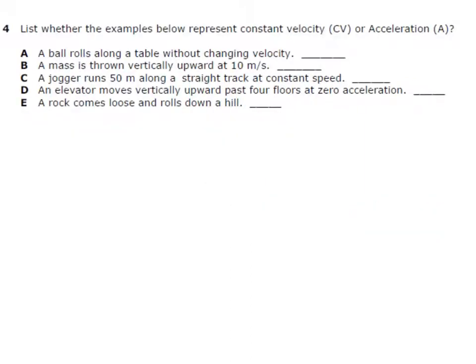Number 4, list whether the examples below represent constant velocity or acceleration. Well, without changing velocity, that should be obvious. That's constant velocity. A mass thrown upward vertically at 10 meters per second, well, that's the initial velocity, but obviously gravity is having an effect on there, so gravity is always acting, so this is acceleration. A jogger runs 50 meters along a straight track at constant speed. Well, constant speed pretty much tells you constant velocity.